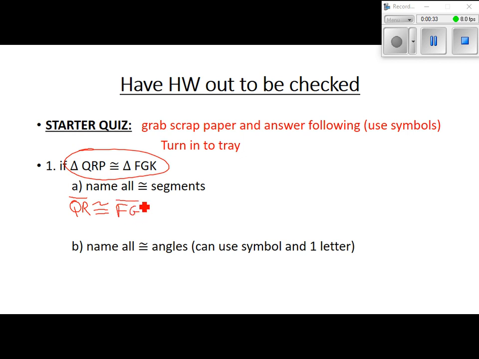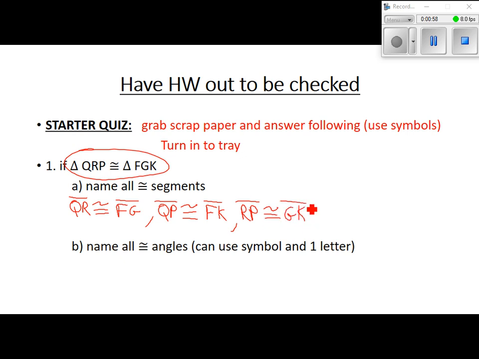No. Name me another segment in this triangle. RP. QP, I heard. I'll do that one first. Is congruent to, what's that match up to in this one? FK or KF, either way, it doesn't matter. And what's the third pair? RP and GK. Segment RP has to be congruent to segment GK.